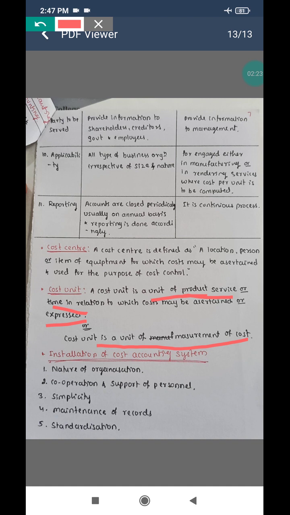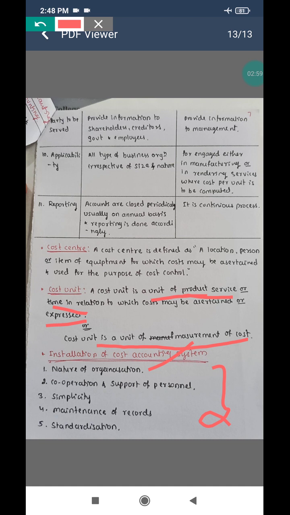Now, another concept I will just tell you: installation of a cost accounting system. How we have to install cost accounting in your company or in any corporate area. So, nature of organization: if it is a large scale or medium scale business industry, you can apply this, but for a small scale business industry it is not applicable.